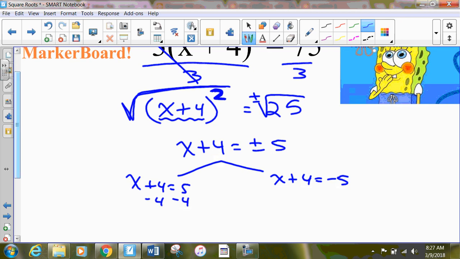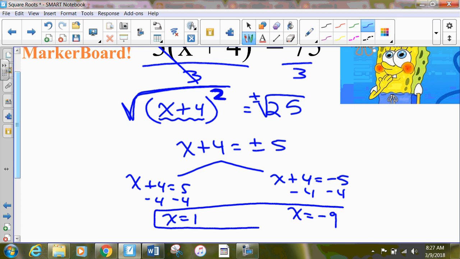So we're going to subtract 4, and we get x equals 1. Subtract 4, and we get x equals negative 9. These are both answers that work if we were to plug them into the original equation.